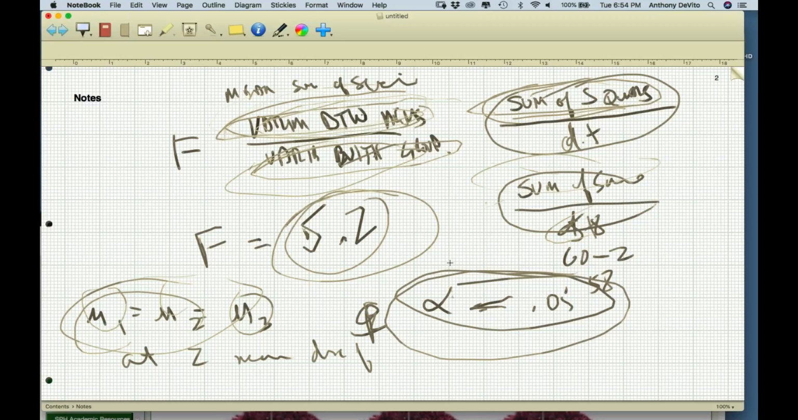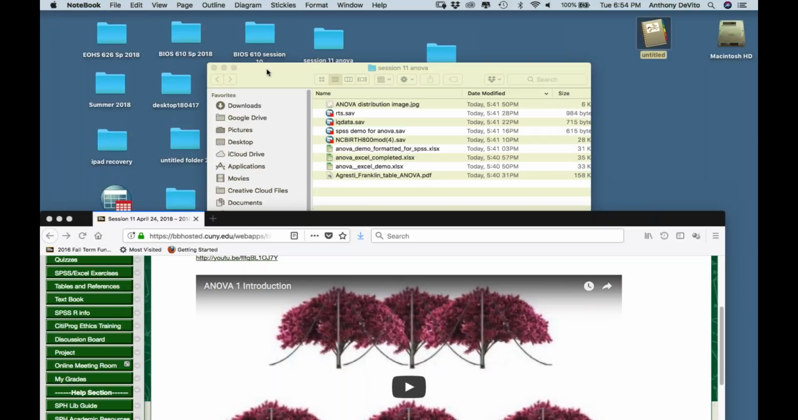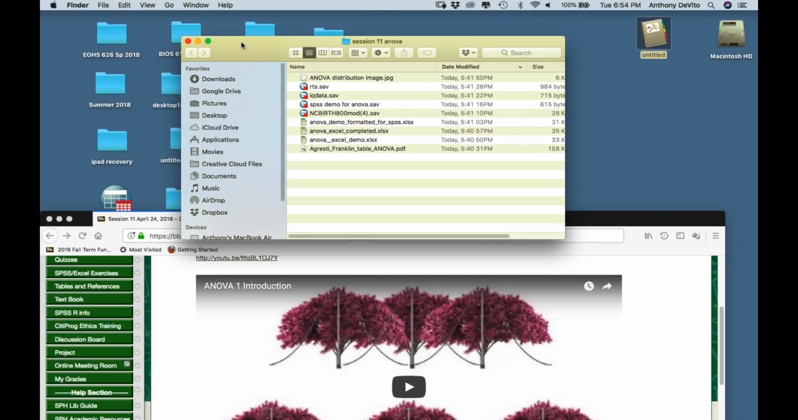Okay, so let's give this a try in SPSS. Again, unless we have more time, I'm not going to bother doing this with Excel. But you can see it done with Excel if you want.